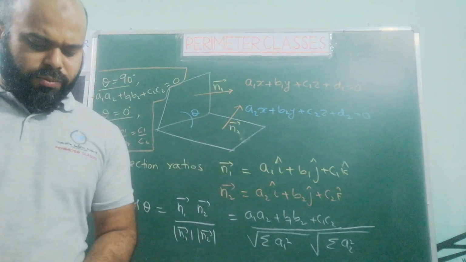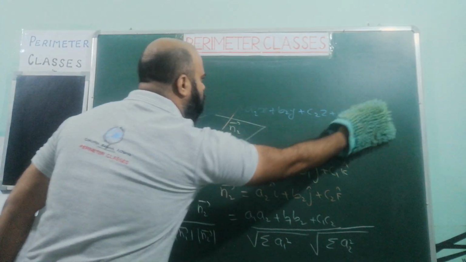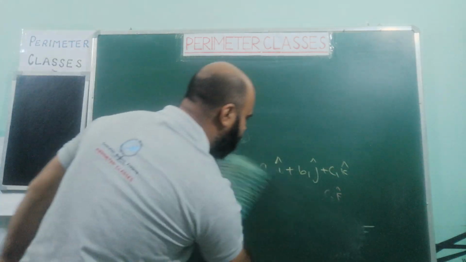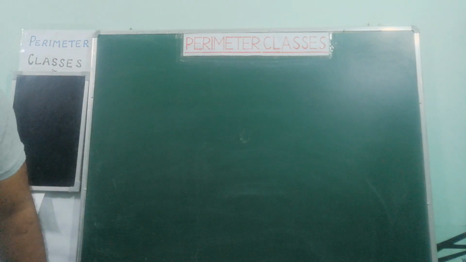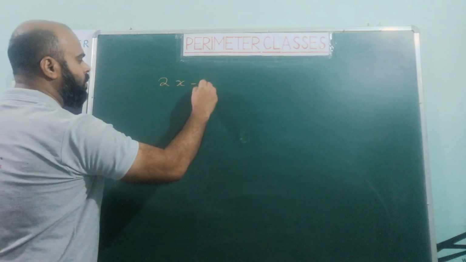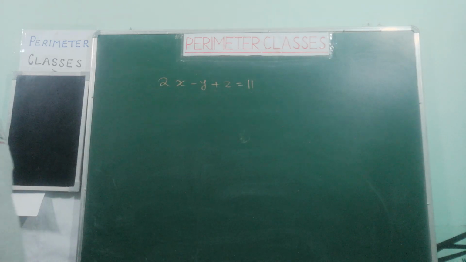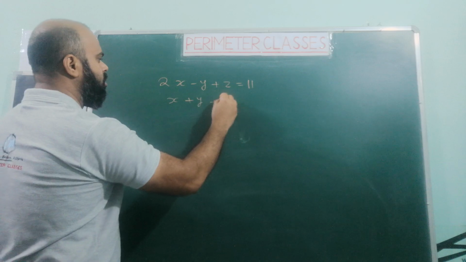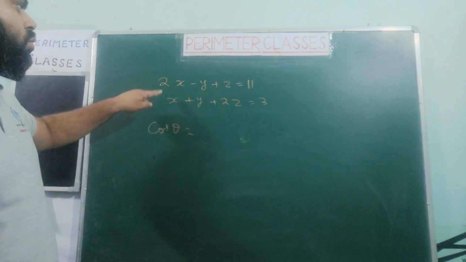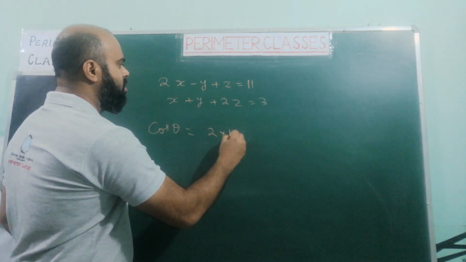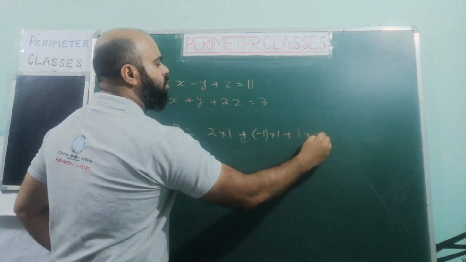Let us give you one question here so that you can apply this formula. There are two planes given to us. The first one has the equation 2x minus y plus z is equal to 11. This is the equation of the first plane. Another one is x plus y plus 2z is equal to 3. So if we find the angle between these planes, cos theta, so a1 is 2 and a2 is 1. 2 into 1 plus b1 is minus 1 and b2 is 1 plus c1 is 1 and c2 is 2.